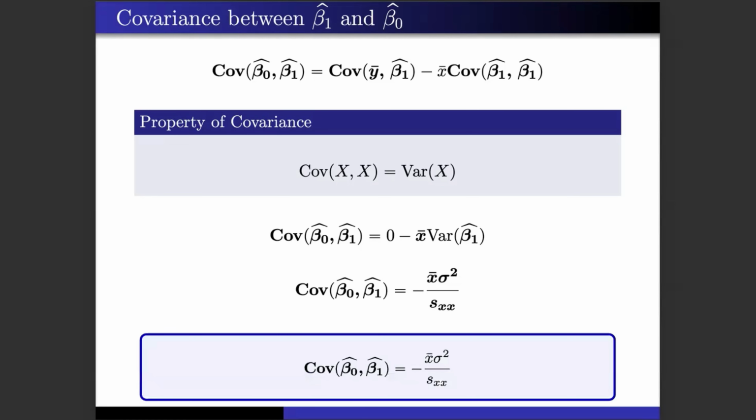And thus we have proved that the covariance between the estimates of beta naught and beta 1 obtained using ordinary least squares estimation method is equal to negative x bar times sigma square divided by Sxx, which means that if the slope estimate increases due to sample variability, the intercept tends to decrease because of the negative sign and vice versa.